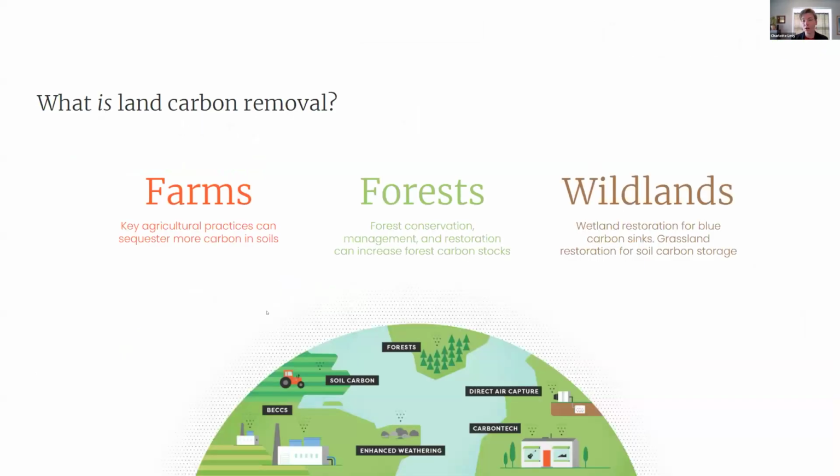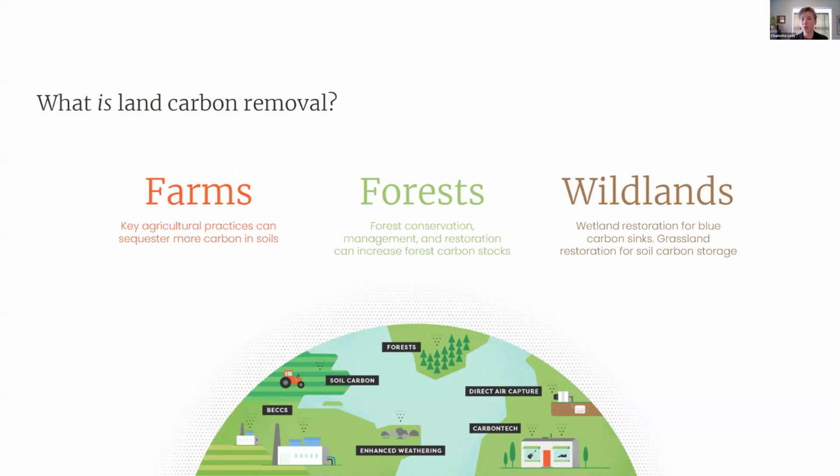So what is land carbon removal? There's a lot of things that fall into this broad category. One of the first places that we tend to look is farms, because there is so much managed land that is used to produce crops and food and fuels and fiber. There's a number of agricultural practices that can be used to store carbon in soils. When plants grow, they are able to draw down carbon from the atmosphere, and in the process of growing and dying, they transfer that carbon into the soils long term. So we're trying to enhance and improve that process.